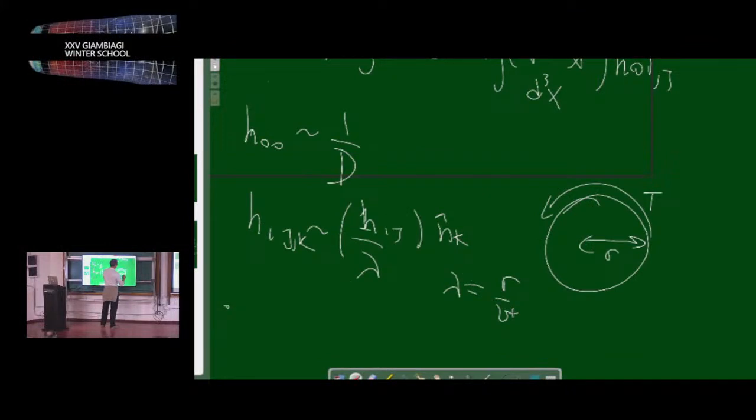Clearly, v is 2 pi r over t. Okay, we forget about 2 pi's here. We just worry about the scaling. So lambda is equal to t, which is the same thing as r over v. So the radiative field has a variation that scales over lambda.